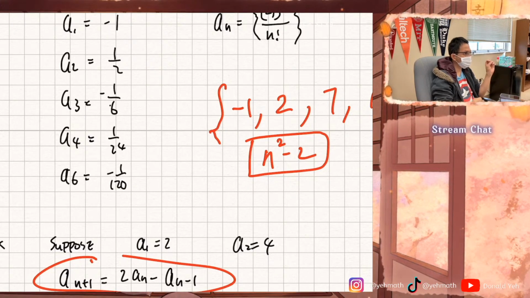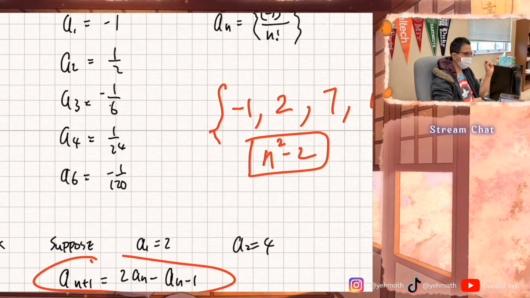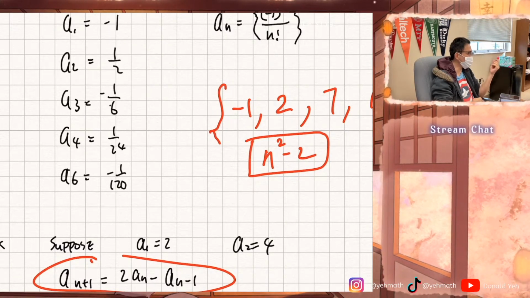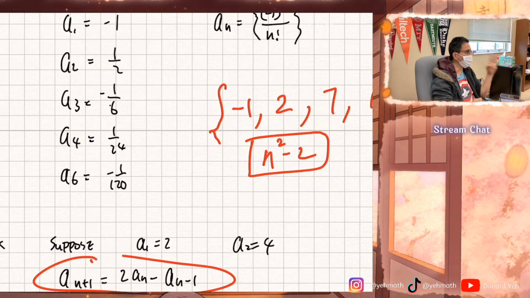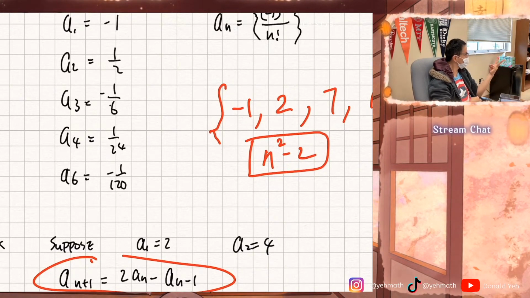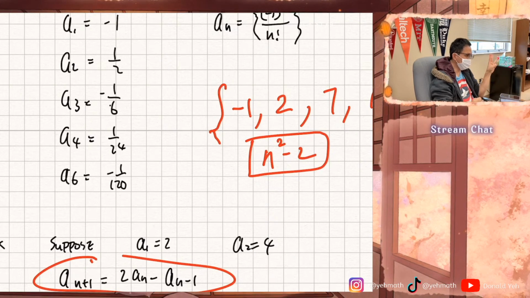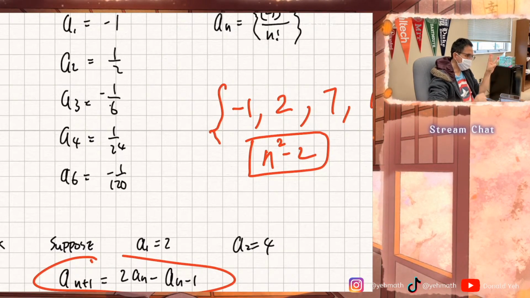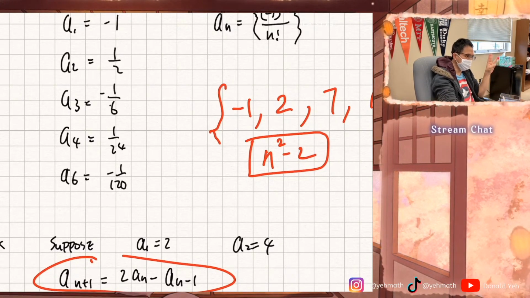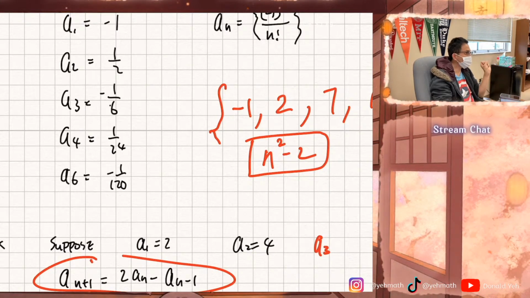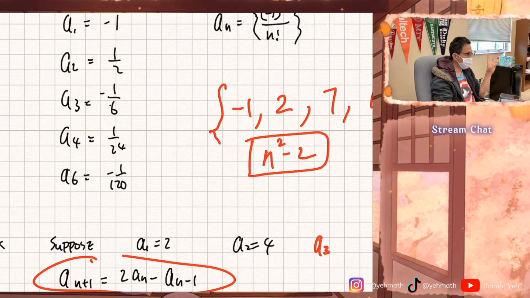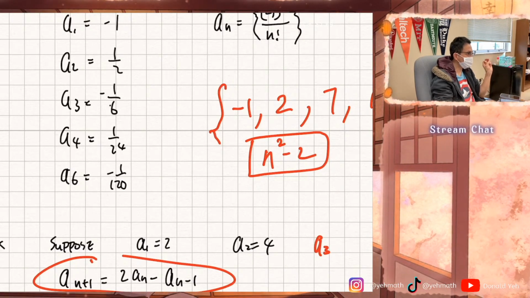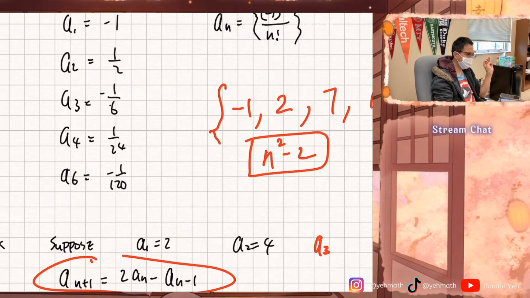I'm just confused on the difference between A and N in the notation. We have a to the 1, we have a to the 2. What are we missing? A to the 3, right? So we want to figure out what A3 is. But if you plug in 3 for N, then it's A to the 4. No, plug in 2 to get A3.